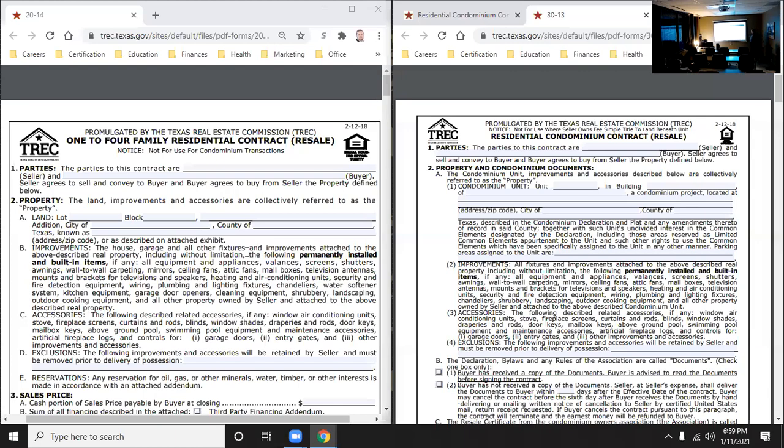Now, I want you to read, if you can see those little bitty, tiny words right above the residential condominium contract resale. See, little bitty, tiny words? You want to read this? I'm testing y'all's eyesight today. It's a notice, isn't it? It's a notice: not for use where seller owns fee simple title to land beneath unit.